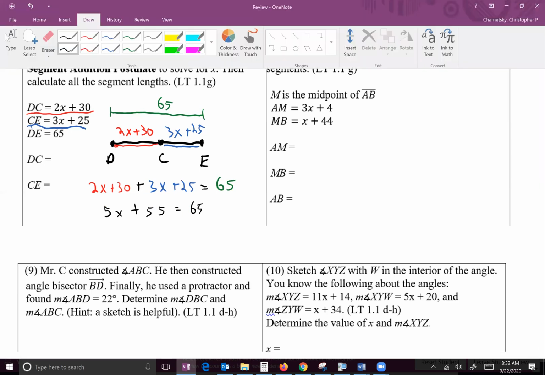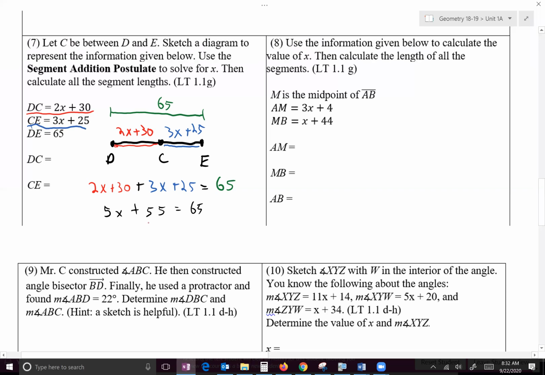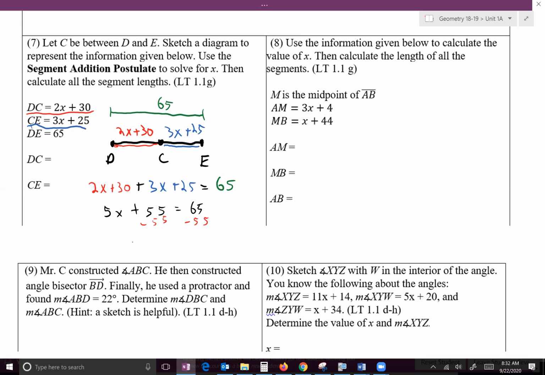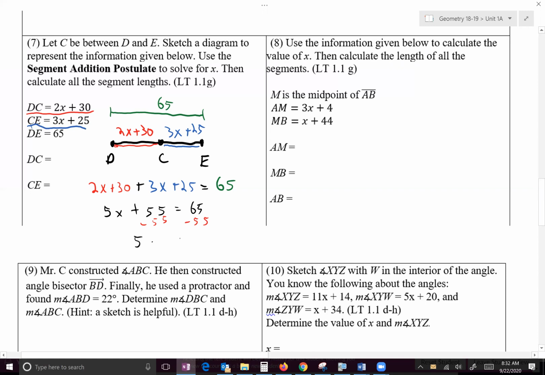Okay. So now when I want to collect my constants, I got 55 on one side of the equal sign and 65 on the other. So that means I do have to subtract. Okay, since it's positive, I do have to subtract the 55 there. So now I've got 5x equal to 10. Last step, divide by 5, and x equals 2.